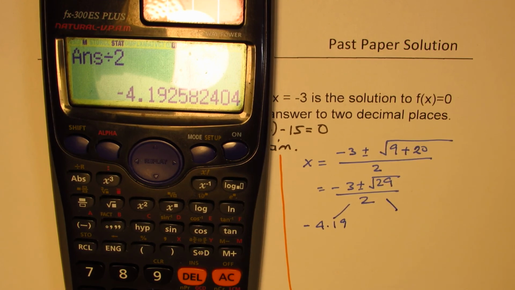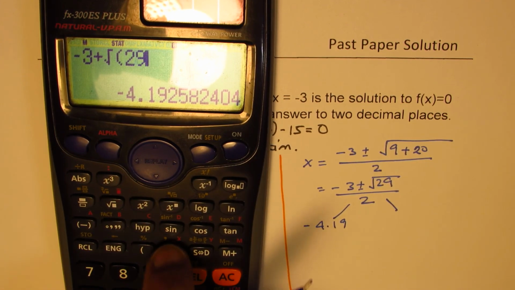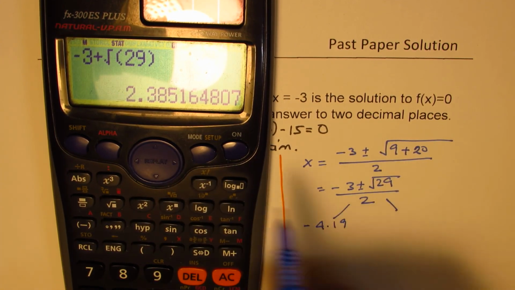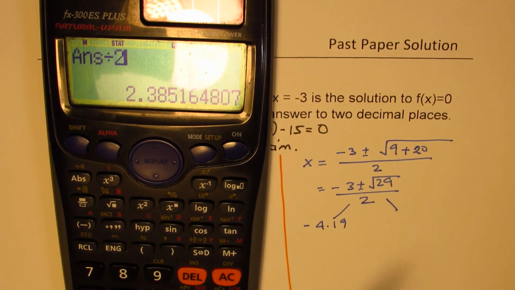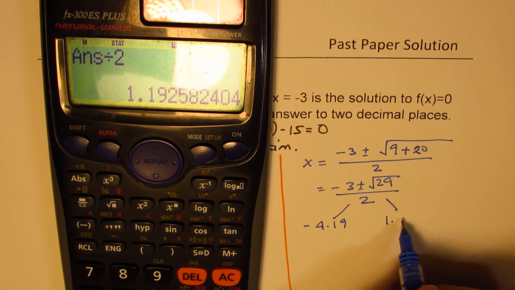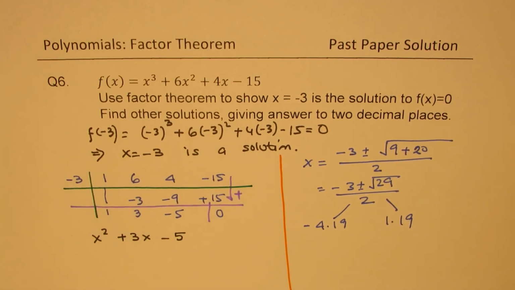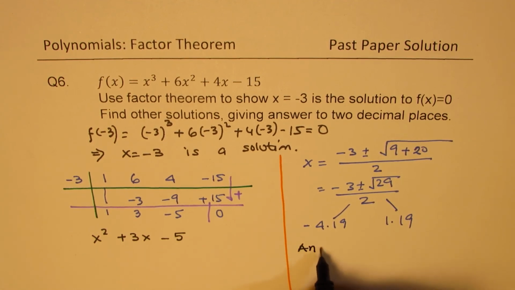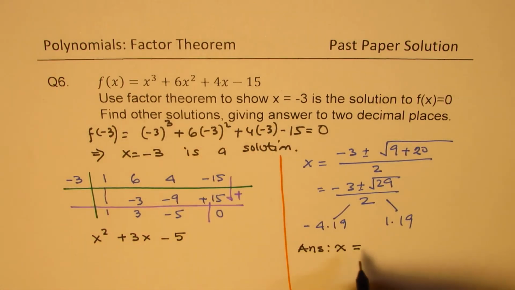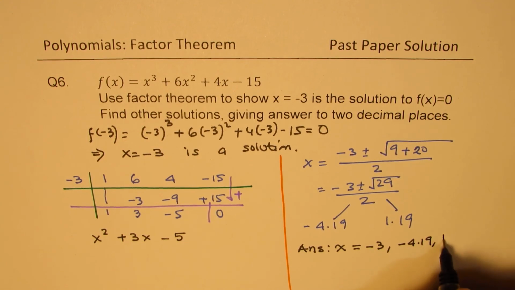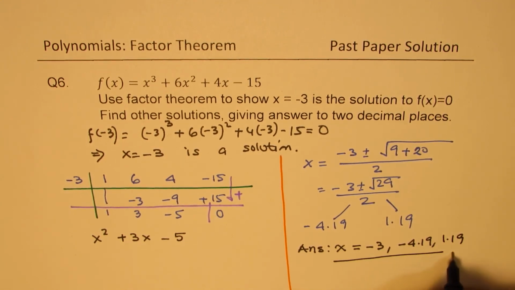The other will be, we have minus 3 plus square root of 29, okay? And that gives us 2.385. We'll divide this by 2 to write down our answer, which is 1.19. So those are the two other solutions, correct? And therefore, we have three answers, and the solution will be x equals, as given to us, minus 3. The other two are minus 4.19 and 1.19. Is that clear to you?